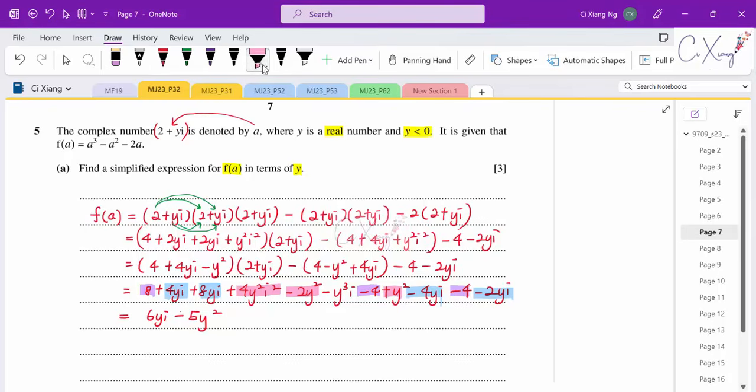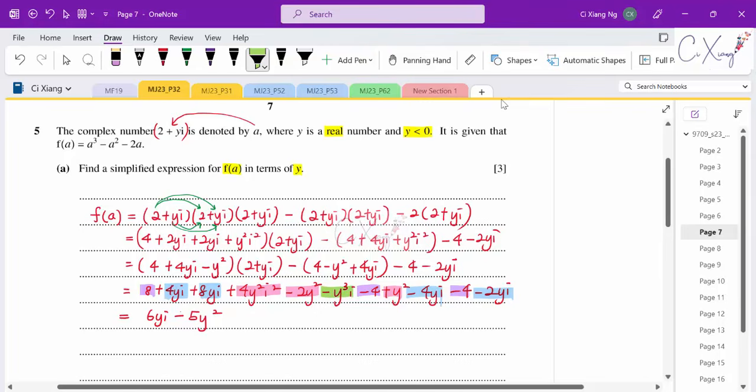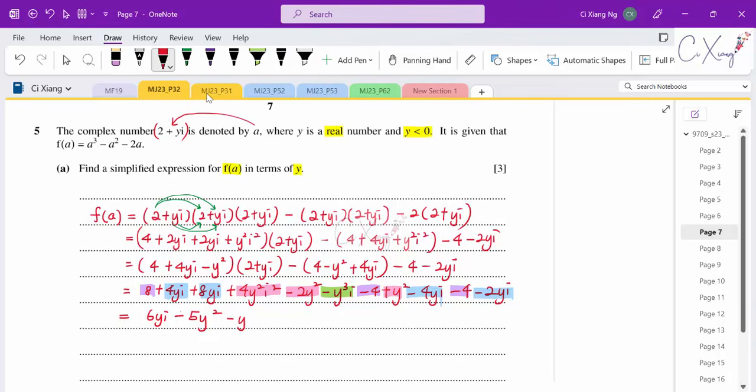So what is the remaining term that we haven't simplified yet? You can see that we still have one more, which is this one. So you just copy it down in your solution. I'm having negative 3y to the power 3, times i.